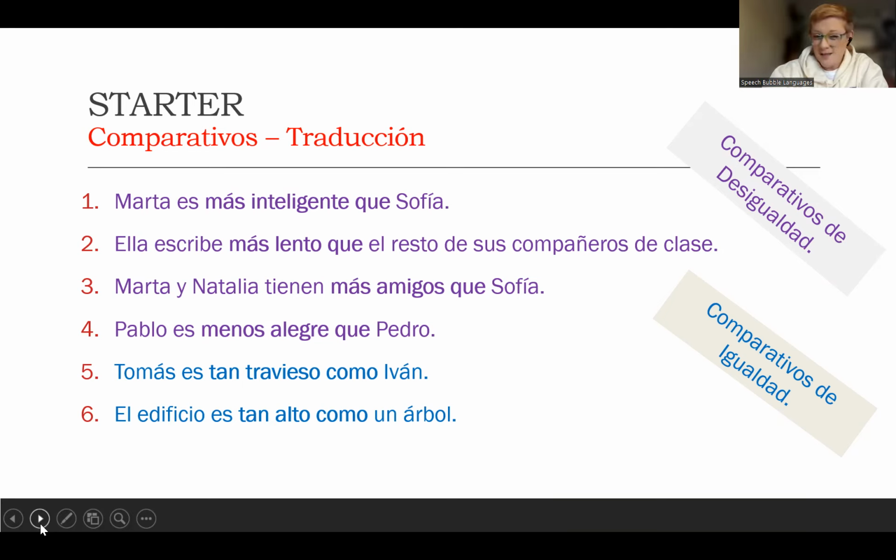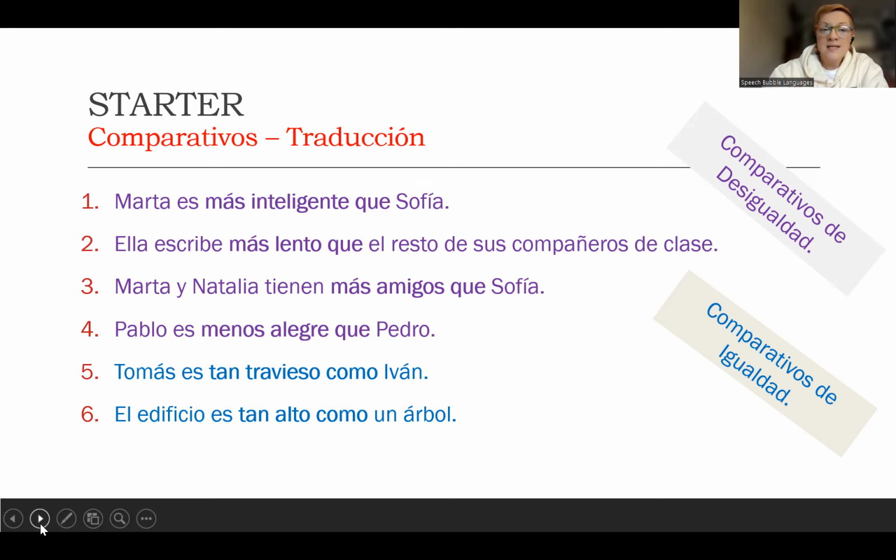Those purple sentences up at the top are what we would call comparativos de desigualdad. So comparisons where there's an unequal thing being described or compared. Whereas at the bottom is comparativos de igualdad, where something is as something as another. In other words, they're equal across the comparison. So hit the pause button here as you work your way through your translation challenge.